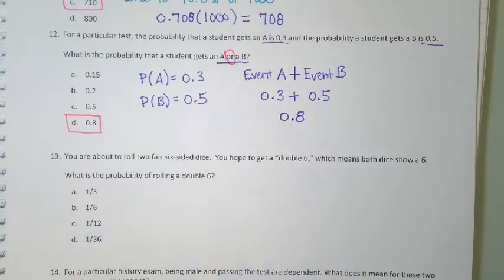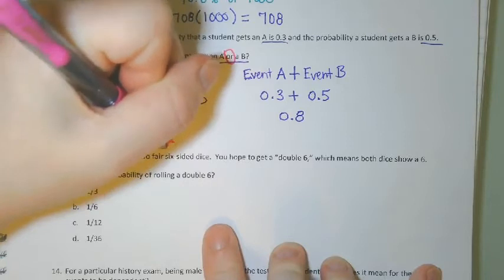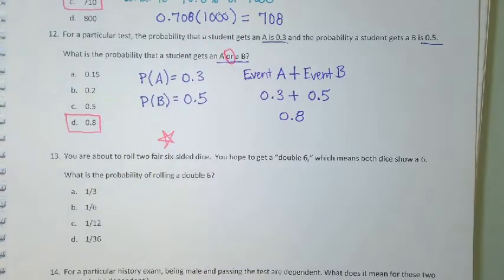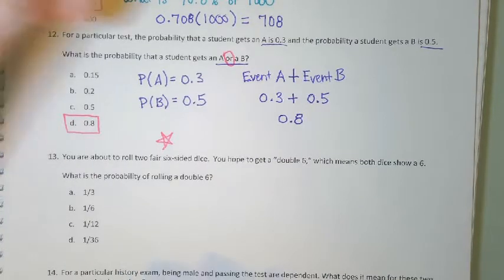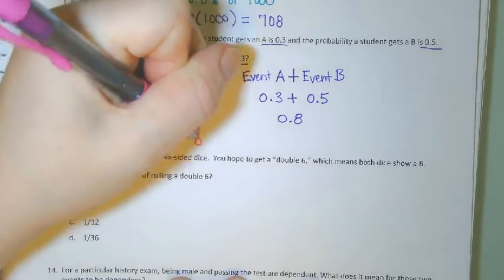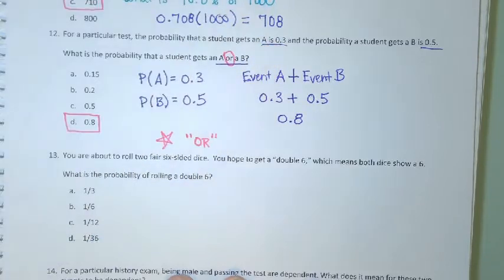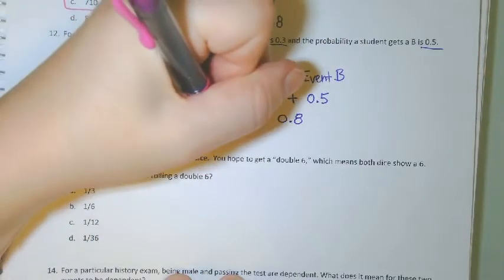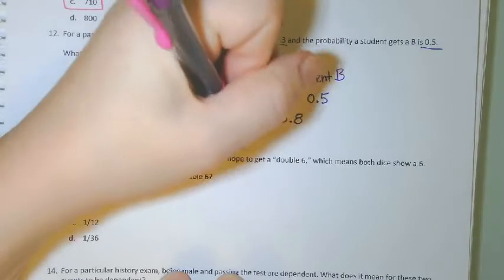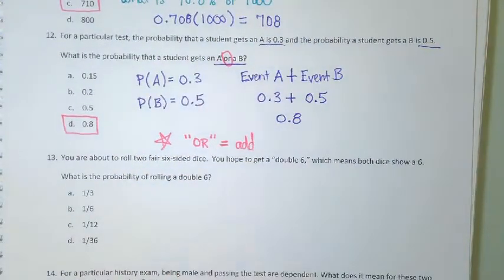And again, this might be something you want to put in your notes for the test. So on a probability question like this, where you have multiple events occurring, if they're using the word or, what is the probability of this or that occurring? That means we want to add the individual probabilities together. So or equals add. Okay.